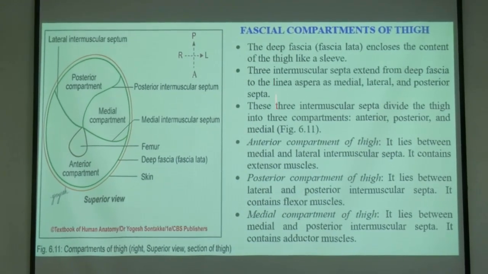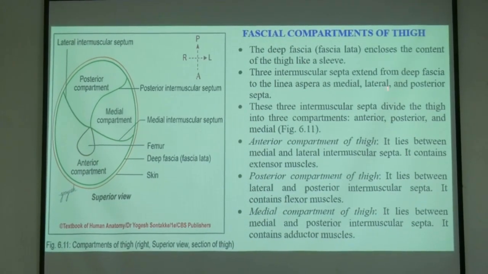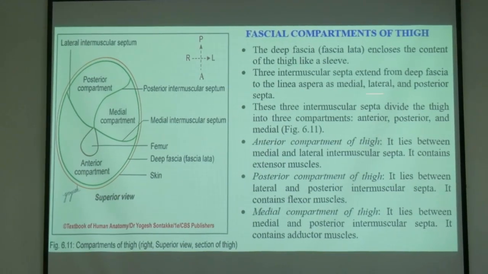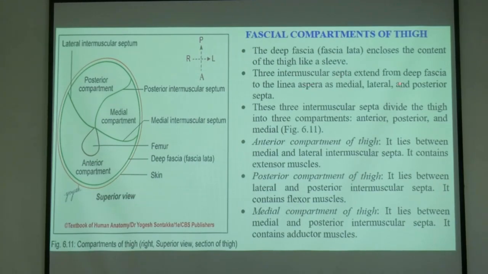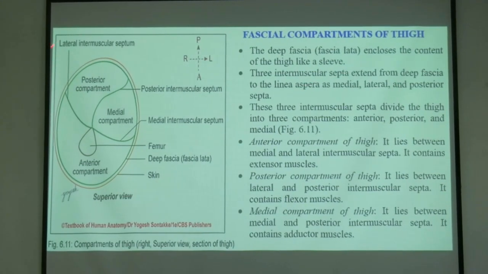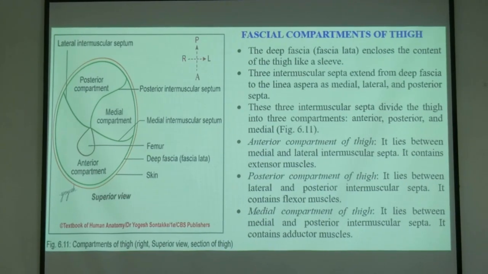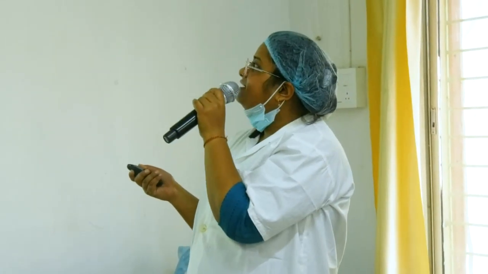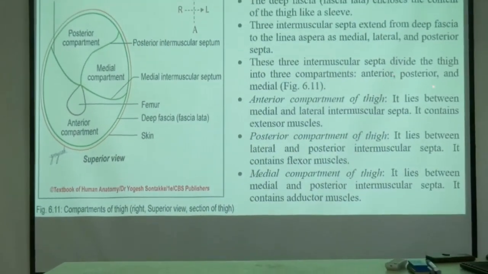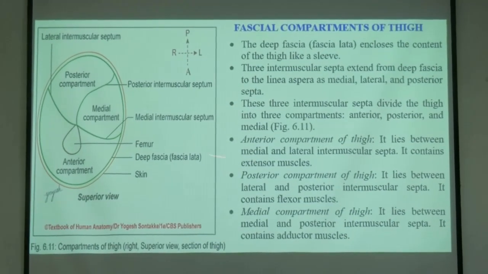Now, the different fascial compartments of the thigh. The deep fascia or fascia lata encloses the contents of the thigh like a sleeve, and 3 intermuscular septa extend from the deep fascia to the linea aspera of the femur. You have learned linea aspera during femur. It gives attachment to 3 septa: medial, lateral, and posterior intermuscular septa. And these 3 intermuscular septa divide the thigh into 3 compartments: anterior, posterior, and medial compartment.